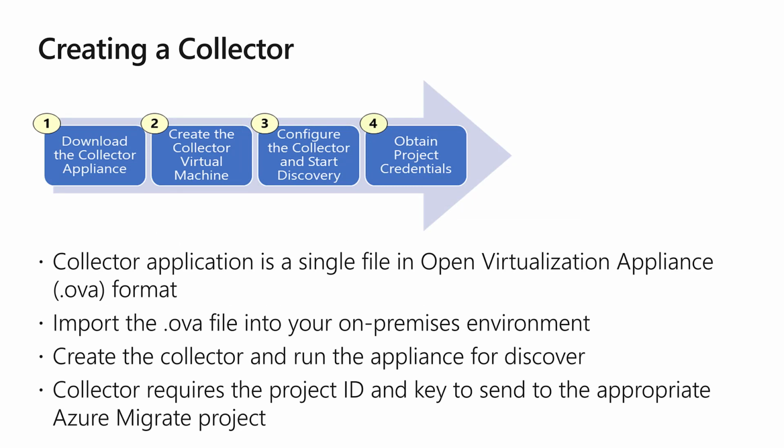When it's time to create that collector, as I mentioned, this is a virtual appliance, so it's a virtual machine in the OVA format that we download. We bring it into our on-prem VMware environment. We create that collector and then we let the appliance run so that it can start doing the discovery of that project. Now the information that it discovers is pushed through to your Azure Migrate project, and each of those is identified with its own project ID key to make sure that what you're transferring is only coming in from your environments.